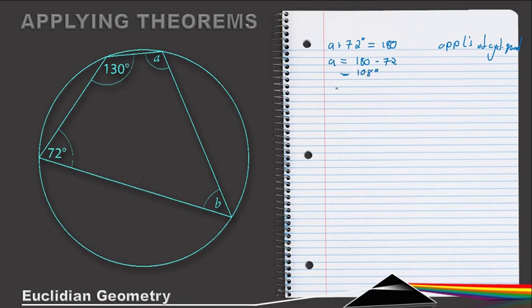And then B, the same story, because these are opposite, so B plus 130 degrees is equal to 180, and the reason will also be opposite angles of cyclic quad. Then B is equal to 180 degrees minus 130 degrees, so this is equal to 50 degrees.